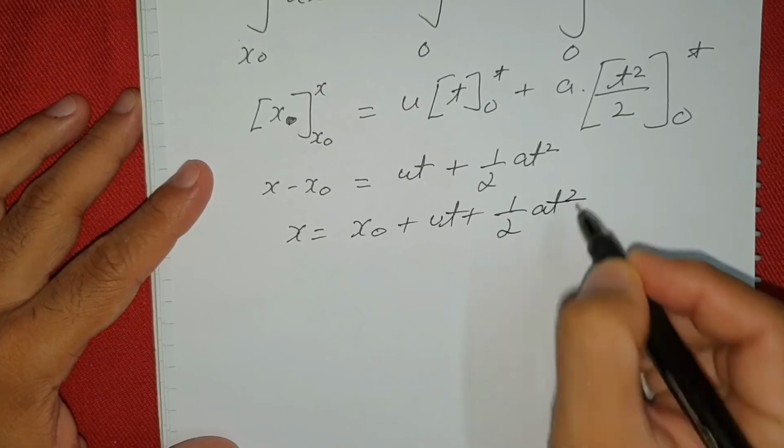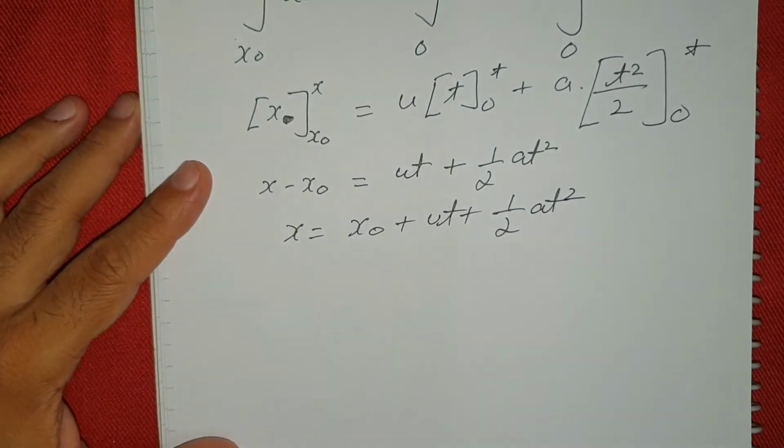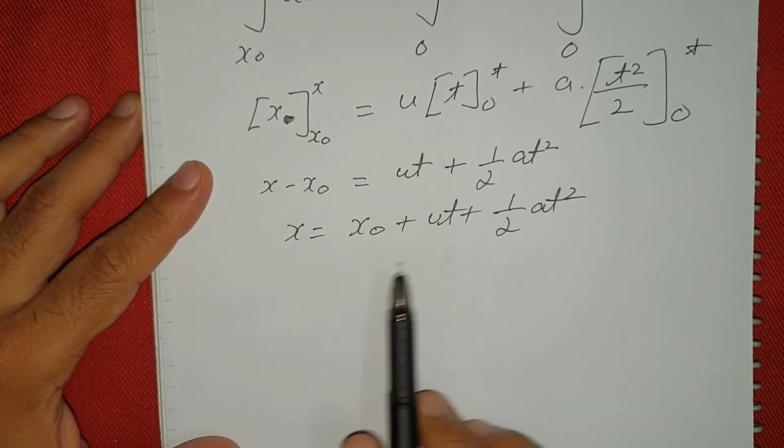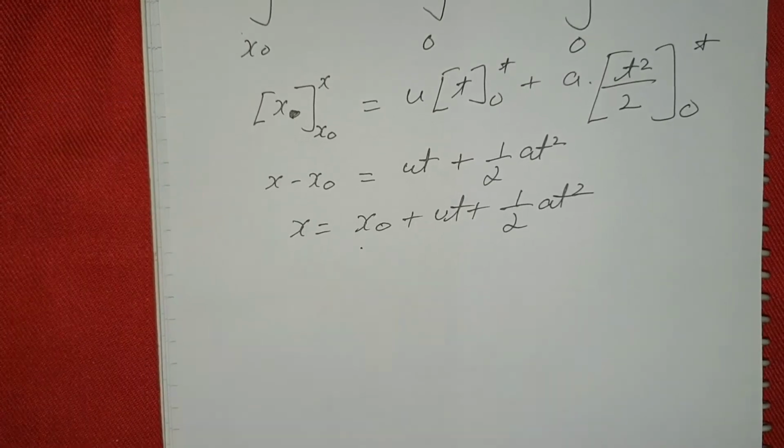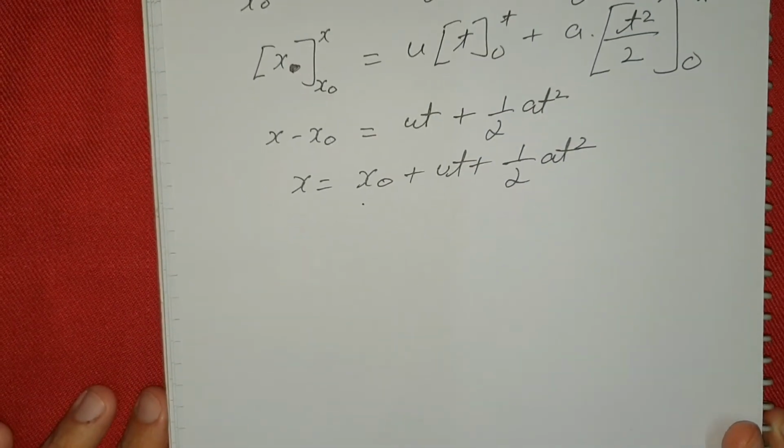Now this is the same as, see, x is the displacement, so s represents displacement. S is ut plus half at square. If the condition is that x naught is 0, meaning the object started from the origin, then it is the same equation.